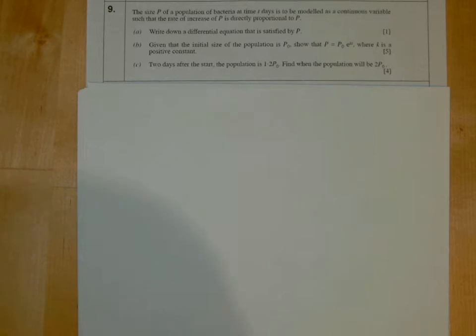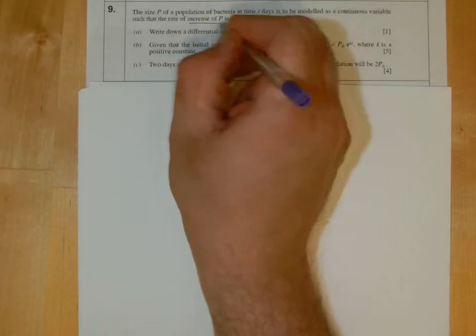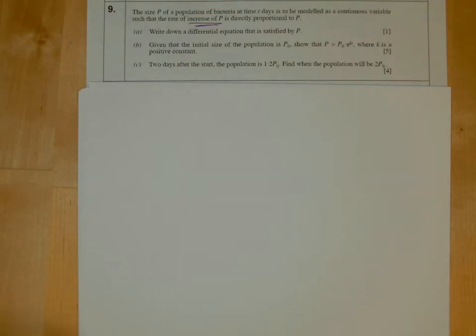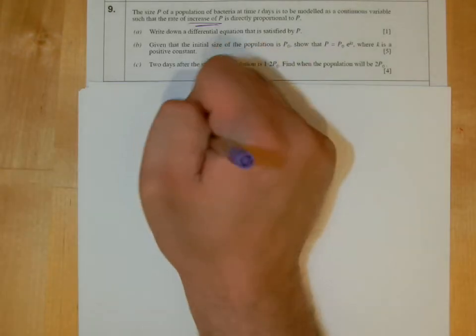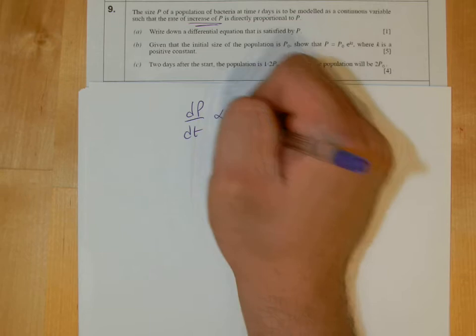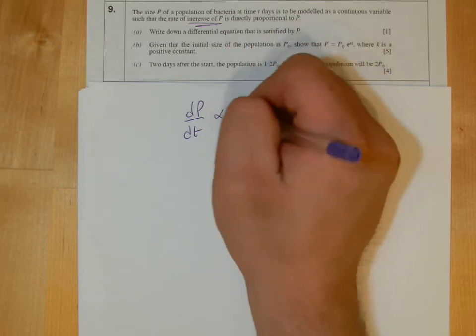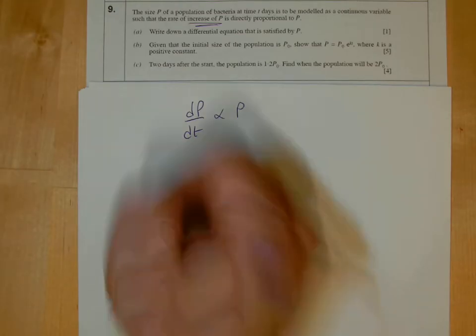Okay, so we've got a population of bacteria here, P at time t days, to be modelled as a continuous variable. The rate of increase of P, this bacteria is increasing, as it often does. So the rate of increase, in other words how P increases with respect to time, is directly proportional, so it's positive because it's increasing, to P. Write down the differential equation.